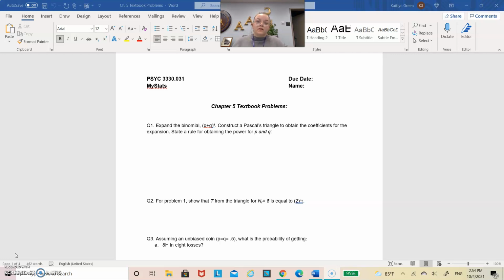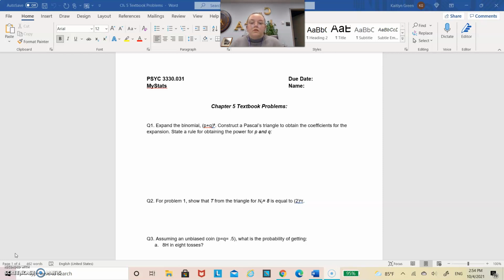And then for the rest of the binomial, I did say p to the 8th, and then I added 8 times p to the 7th times q to the 1st, just making sure that all my numbers added up the way they were supposed to. And the rule that I found for obtaining the powers of p and q is that both values have to add up to n. So in this case, our n was 8, and so, for example, if we had 56 p to the 5th, q would have to be 3 in order to add up to 8.